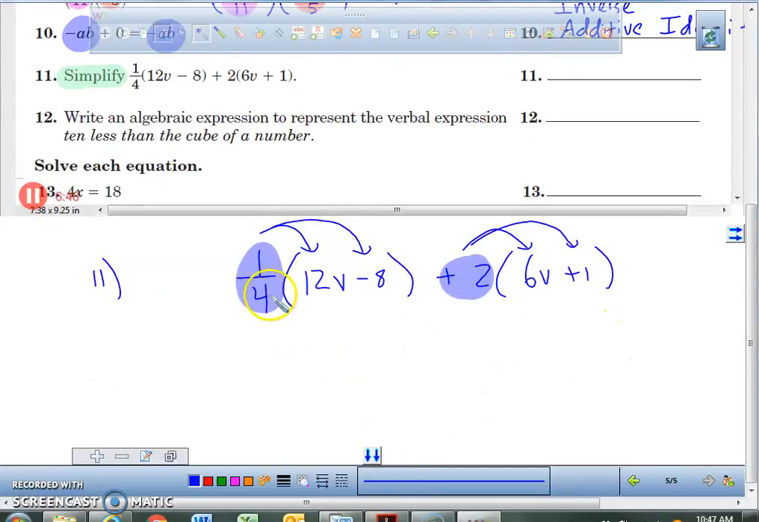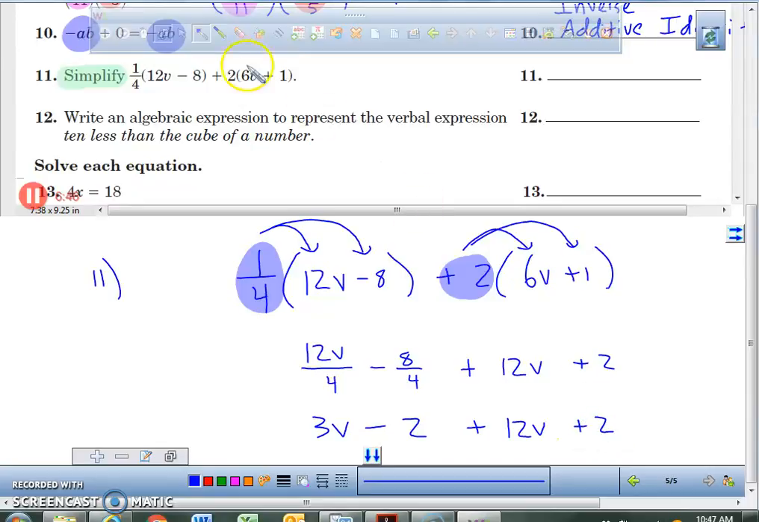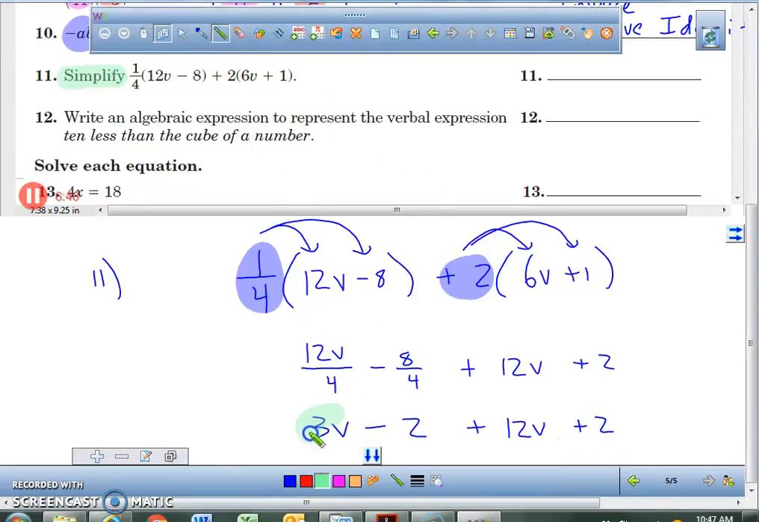When I distribute the 1/4 to the 12b, that becomes 12b over 4, which just becomes 3b. When I multiply the 1/4 times the -8, that becomes -8 over 4, which just becomes -2. When I multiply 2 times 6b, that becomes positive 12b, so I just bring it down. 2 times 1 is just 2, so I bring it down. Then, and only then, you search for things that are alike.